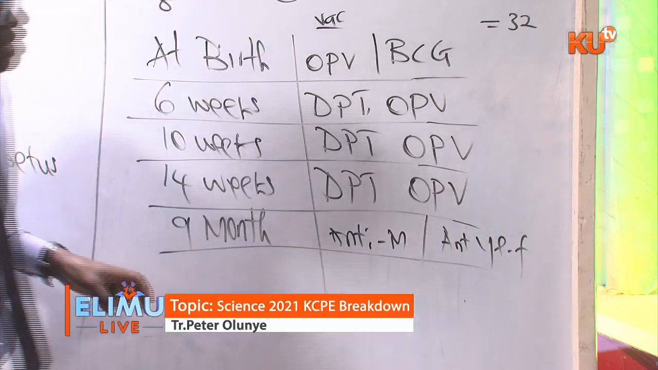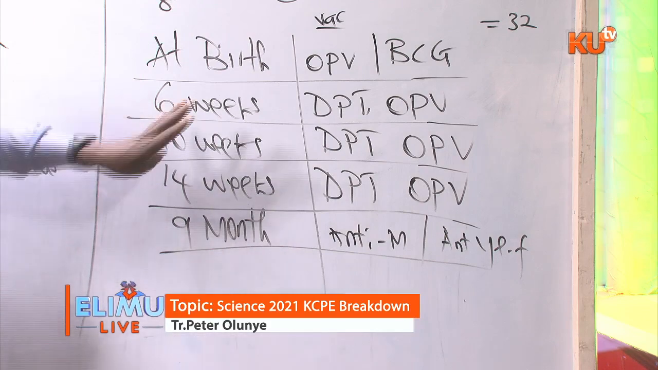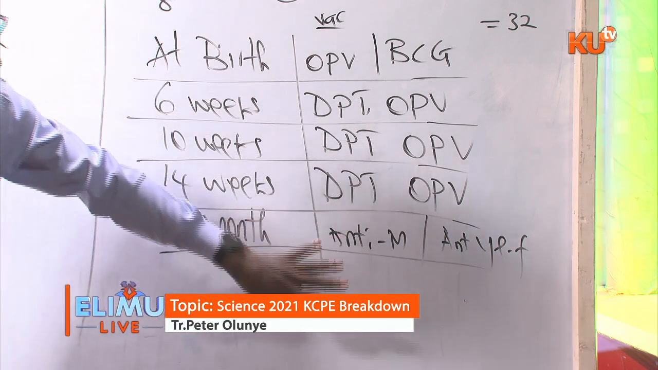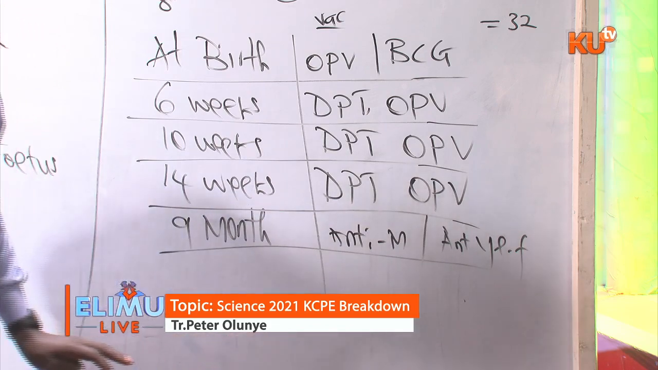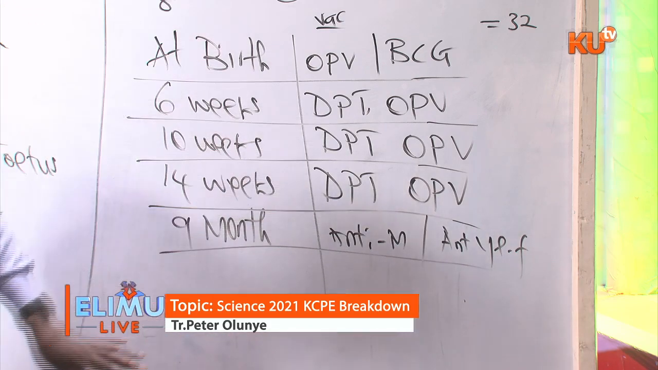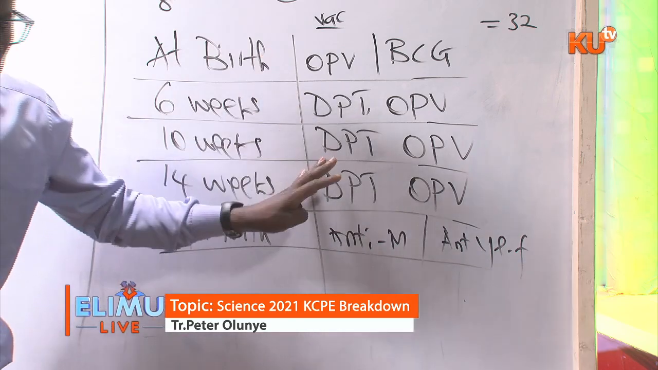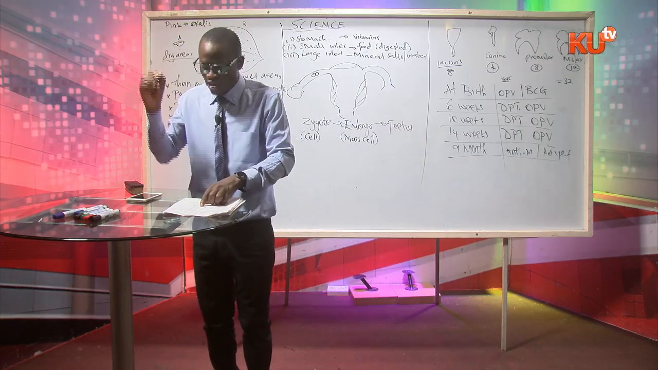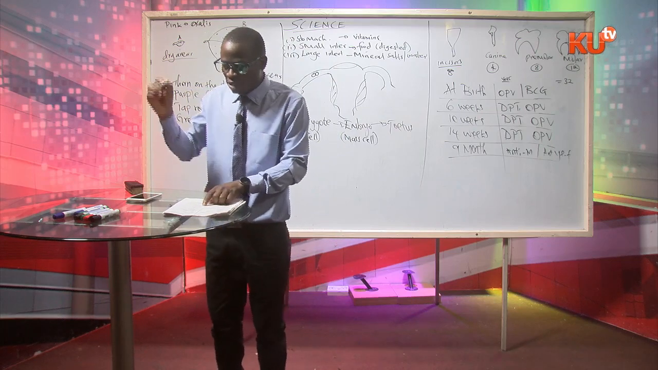So this is just a summarized table. We have others. We have the hepatitis B. We have other immunizable diseases that are lacking there. But this is just a summarized one so that we can understand this question. So which one of the following pair of vaccines is administered at birth?